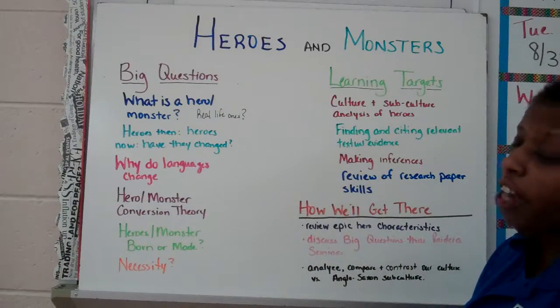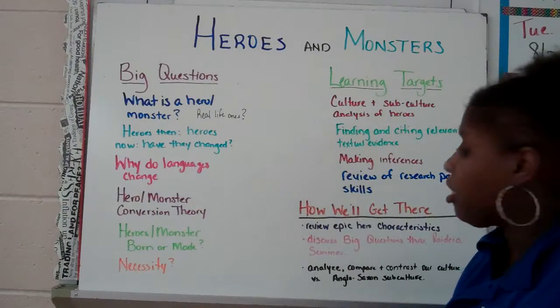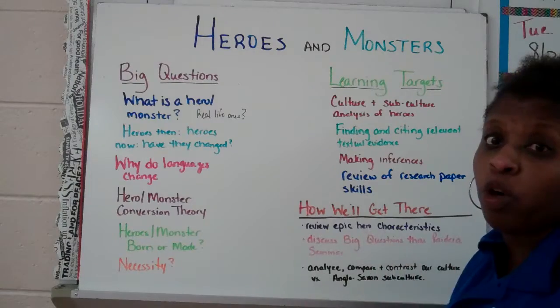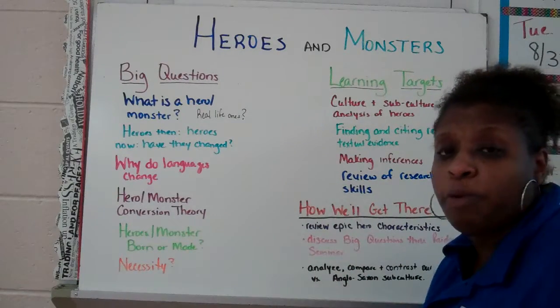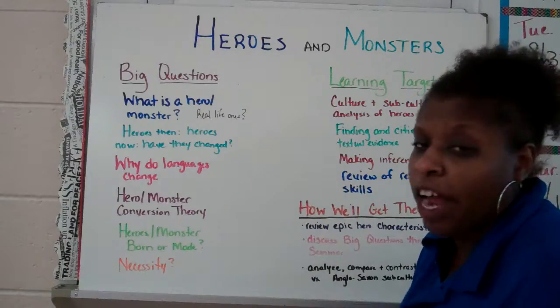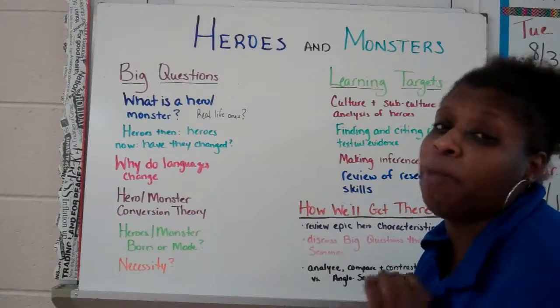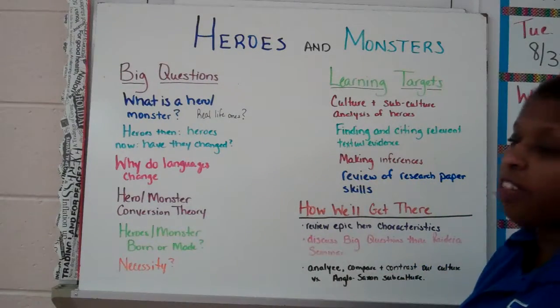Next, our next learning target is we're going to find and cite relevant textual evidence. Next, making inferences. This should be an old skill that we're just going to refresh and renew. And then review of research paper skills. While there isn't a graduation project anymore, we still want to make sure that we keep our research paper skills fresh. And how are we going to get there?